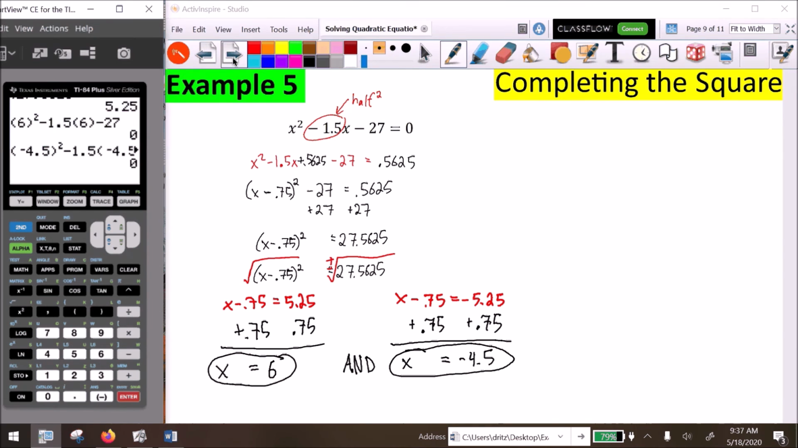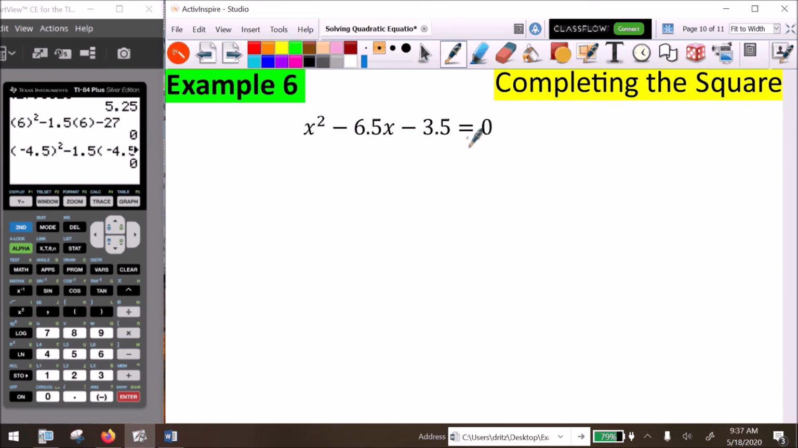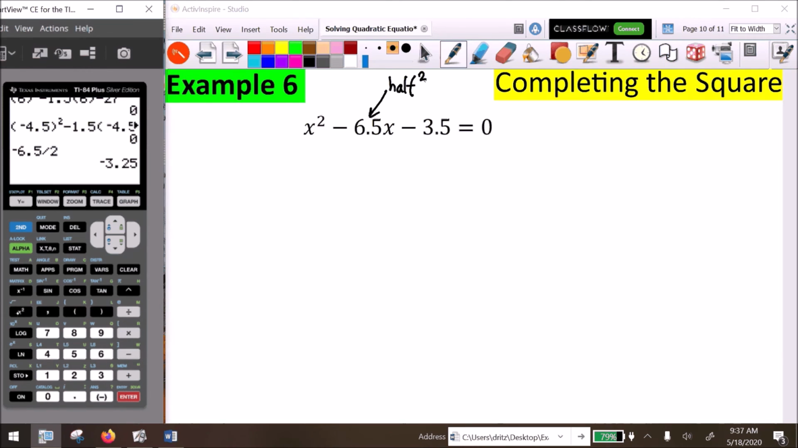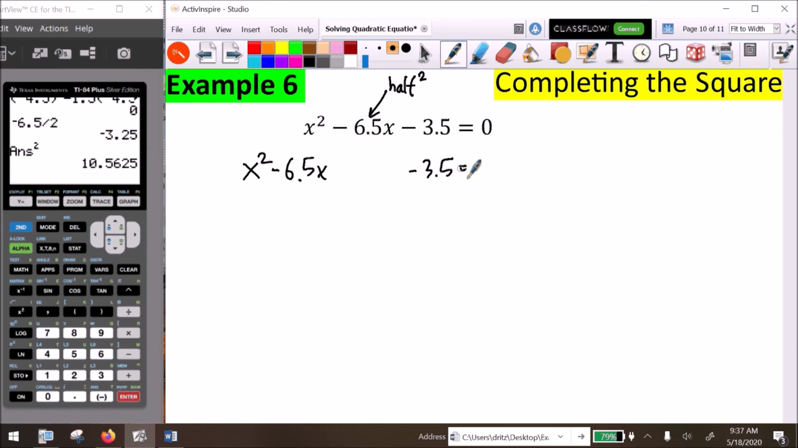All right, one final example. X squared minus 6.5x minus 3.5. So we're going to begin this, because it has decimals, by using completing the square. We have to take half of the x coefficient and then square that. So half of negative 6.5 is equal to negative 3.25. Squaring that gives us 10.5625. So you have x squared minus 6.5x and we have to add 10.5625 to both sides of the equal sign. This is the completing the square process.